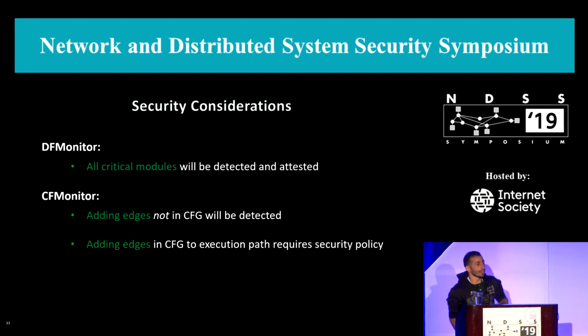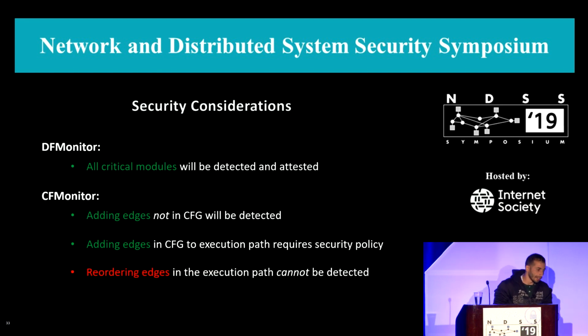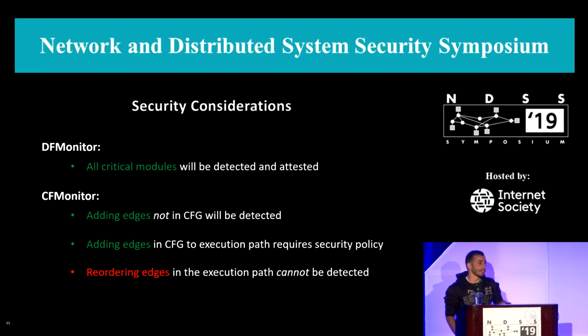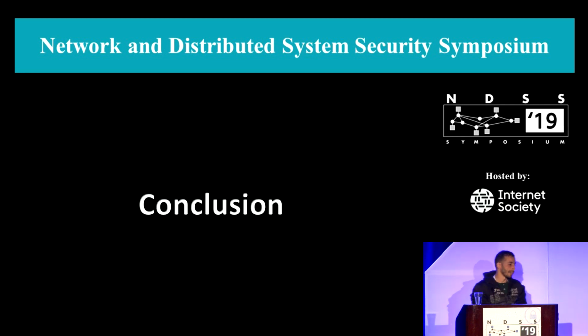So if the attacker wants to execute a more privileged edge, and we know about this edge, this will be detected. However, if the attacker only reorders the edges in the multiset, this wouldn't be detected, of course, because we use a multiset to report the execution path.